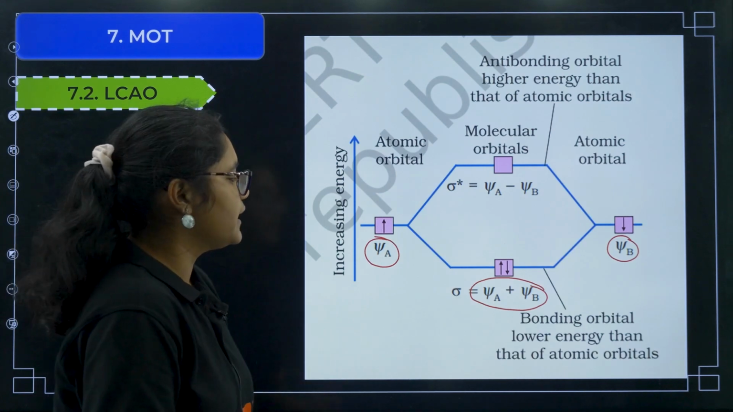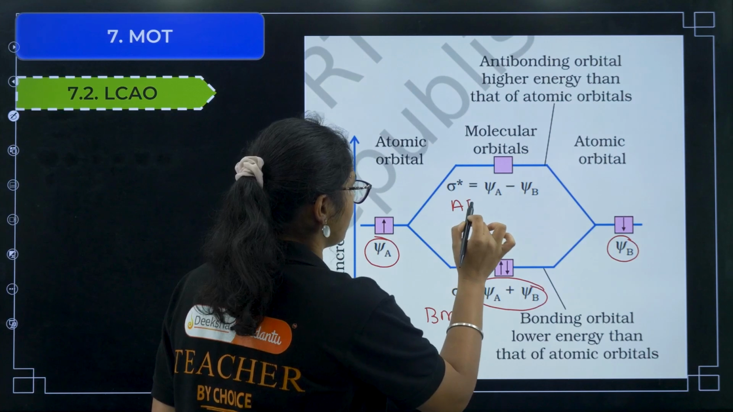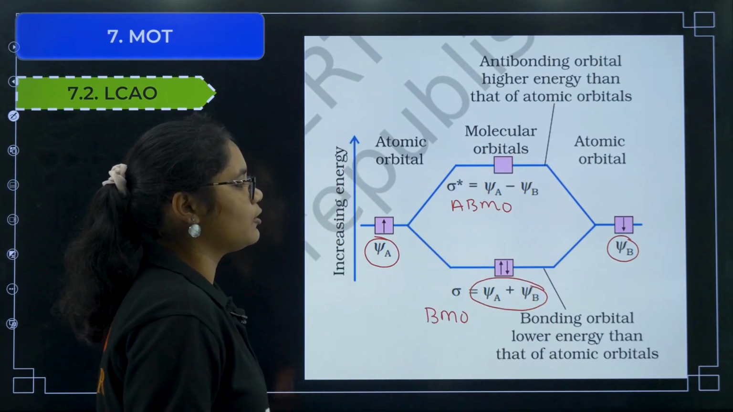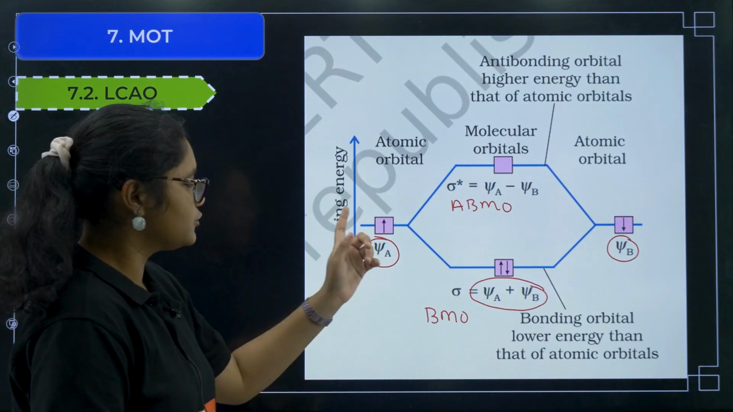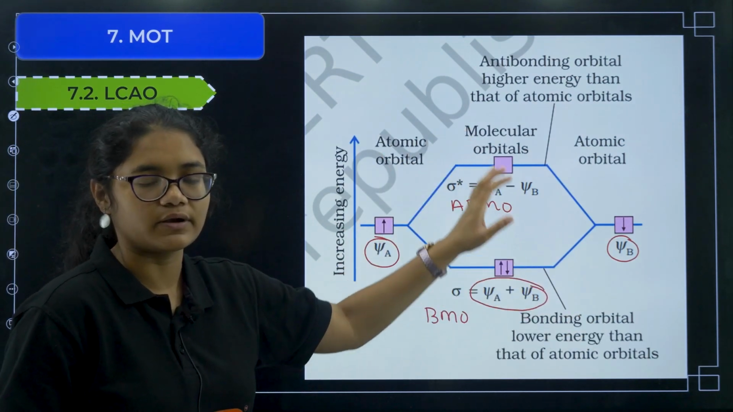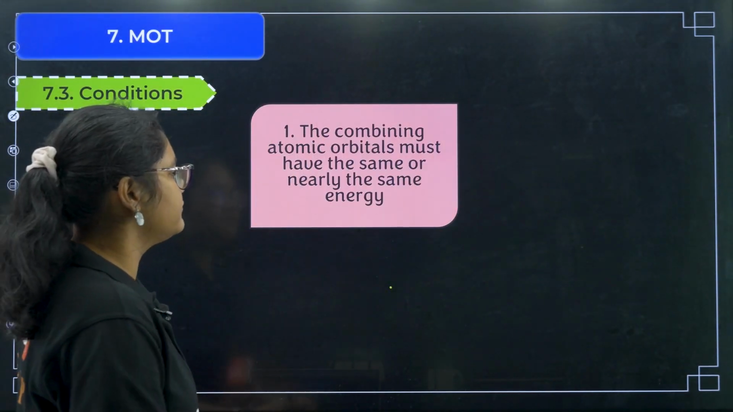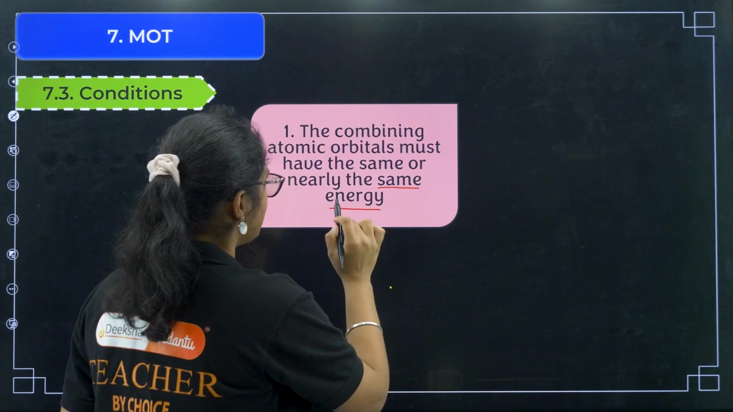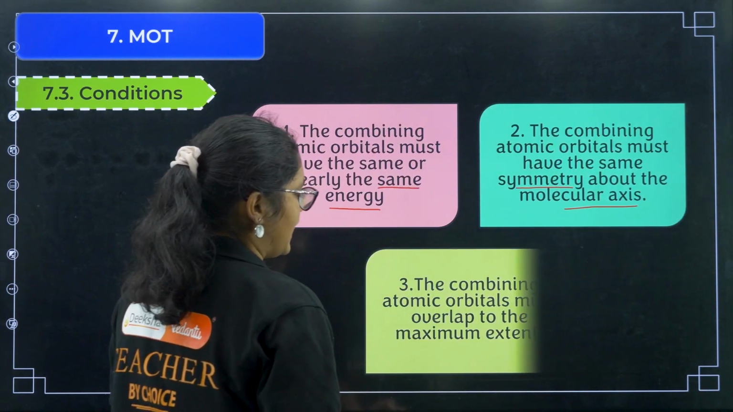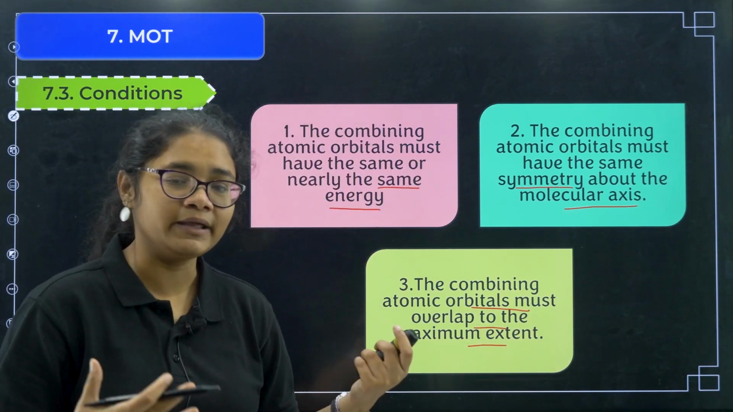Here we get a bonding molecular orbital and an anti-bonding molecular orbital. The bonding molecular orbital has less energy, the anti-bonding molecular orbital has higher energy. So two atomic orbitals combine to give two molecular orbitals, one bonding, one anti-bonding. The next thing is the conditions: they should have nearly the same energy, the same symmetry, and the overlapping should be very good so that the bond can be stronger.